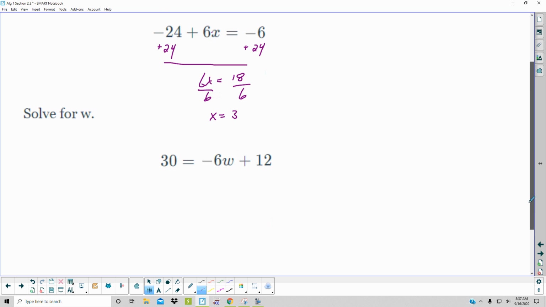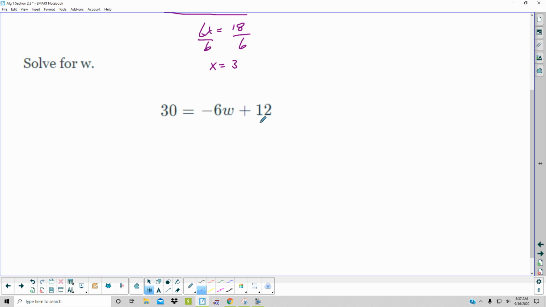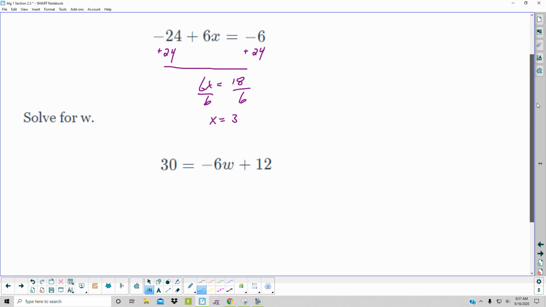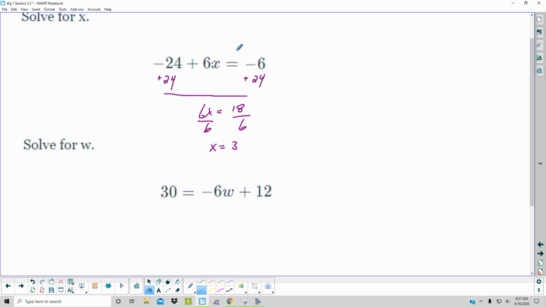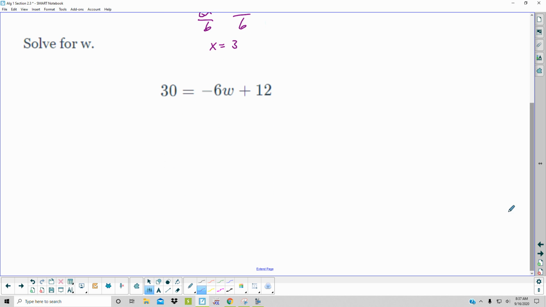Okay. It doesn't matter that the variable's on the right side this time. Notice in this one, it was on the left side. Here's the equal sign, so that's what I'm referring to when I say side. The variable's on the left side, this variable's on the right. It doesn't matter which side the variable's on. You're still going to start by undoing adding and subtracting.